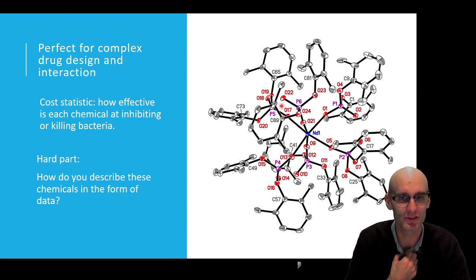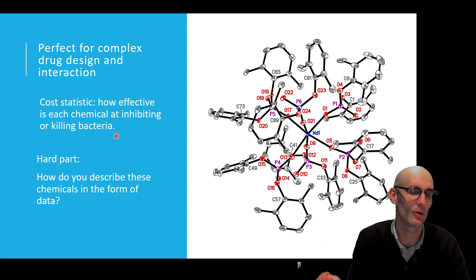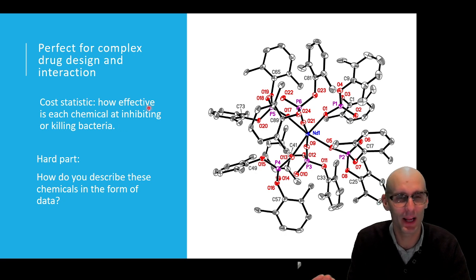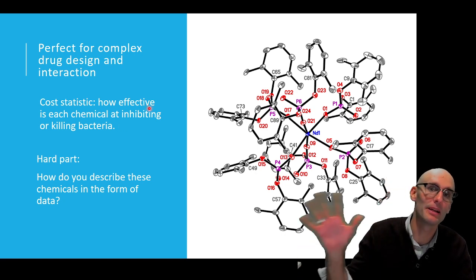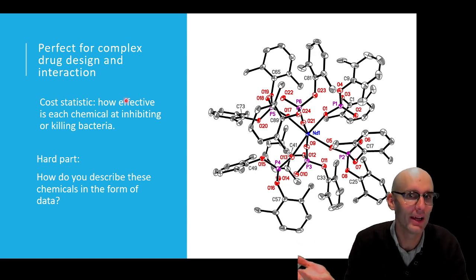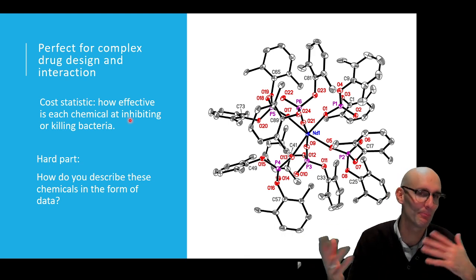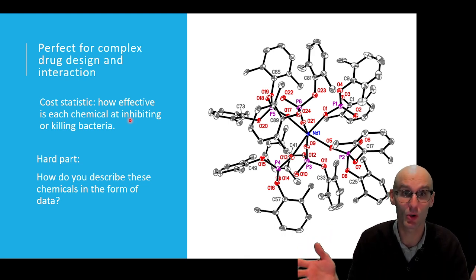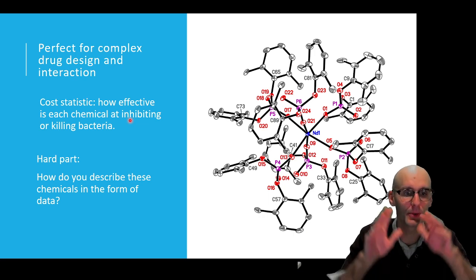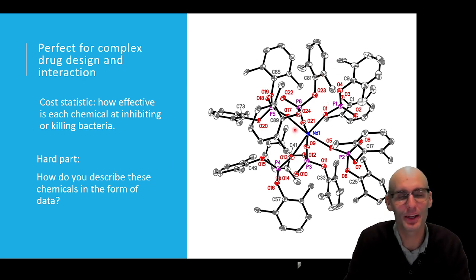We've got a complicated drug design, and we have a rather simple cost statistic, which is how effective is each chemical at inhibiting or killing the bacteria, right? So it's very easy to get your numerical output on this. How good is it? You know whether this was a good drug or not. So we're going to have some really good data, and we can build it. It'll probably be a sums of squares model again, something like that, to build a model that fits the data as best as possible.